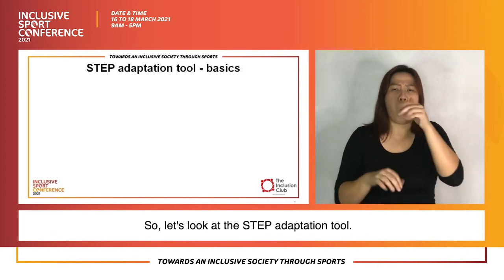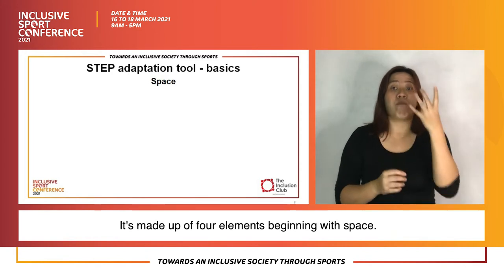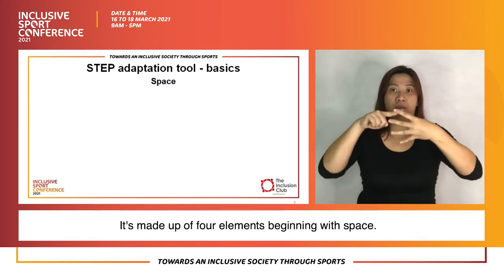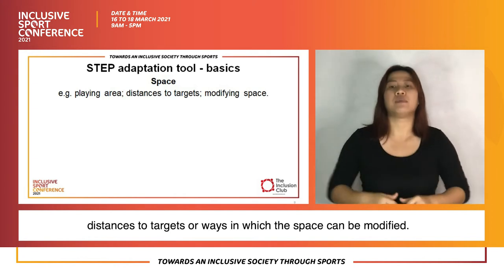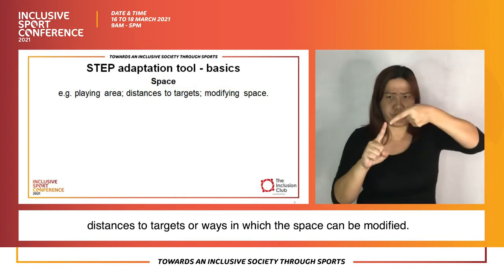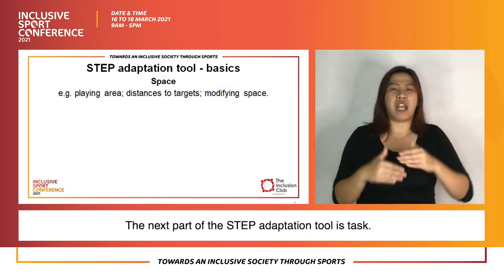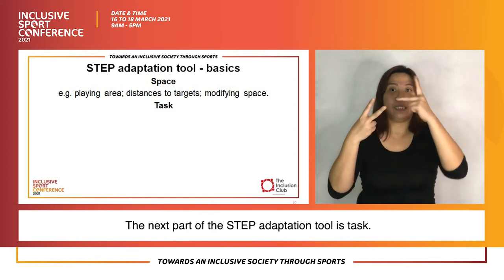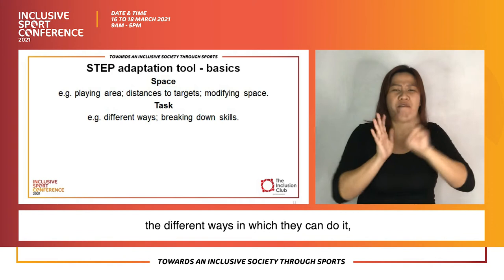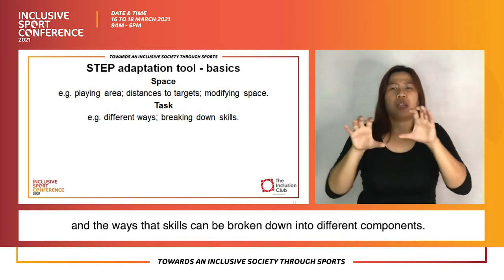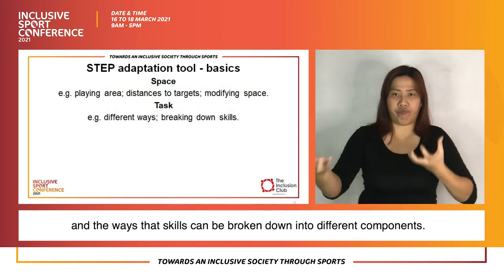So let's look at the STEP adaptation tool. It's made up of 4 elements, beginning with space. Space could refer to the playing area, distances to targets, or ways in which the space can be modified. The next part of the STEP adaptation tool is the task. That's the way that young people perform the activity, the different ways in which they can do it, and the ways that skills can be broken down into different components.